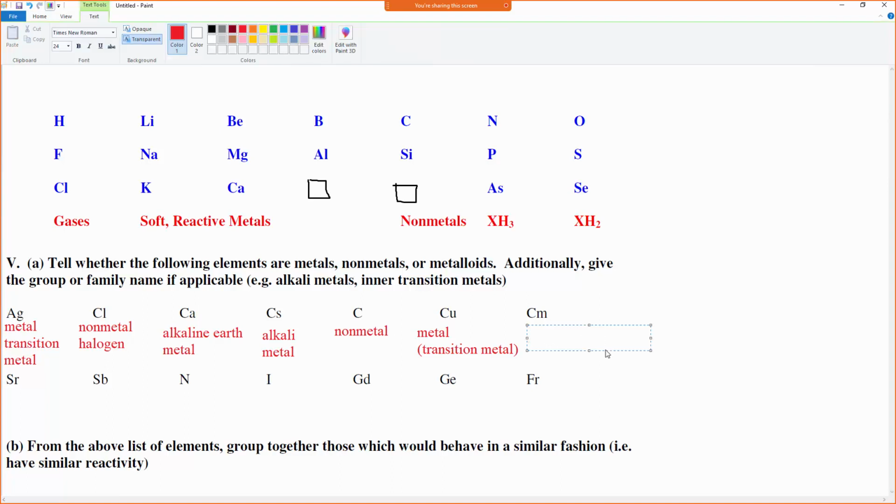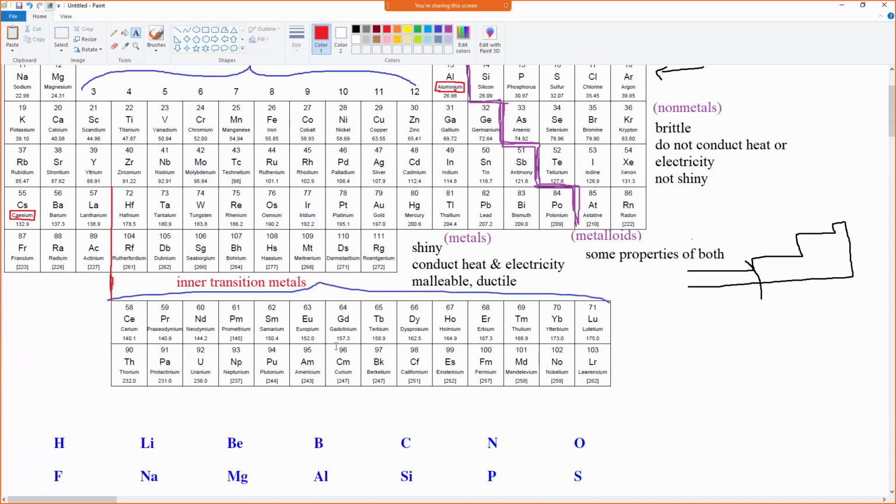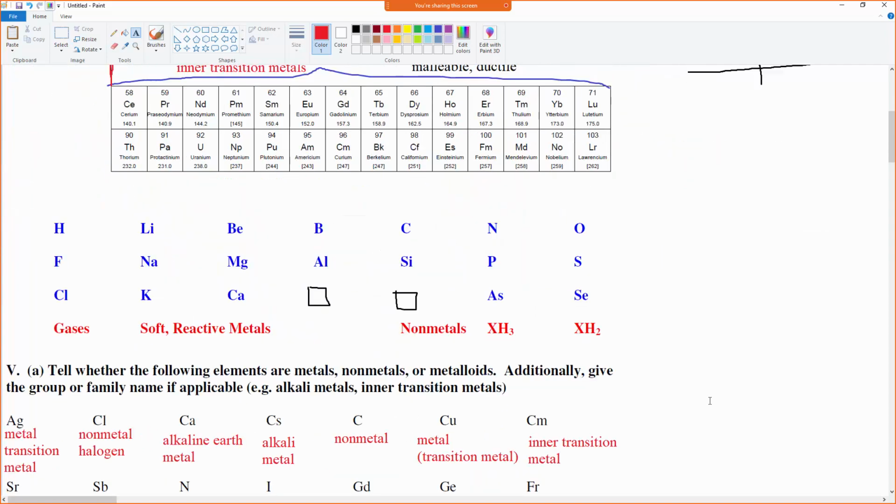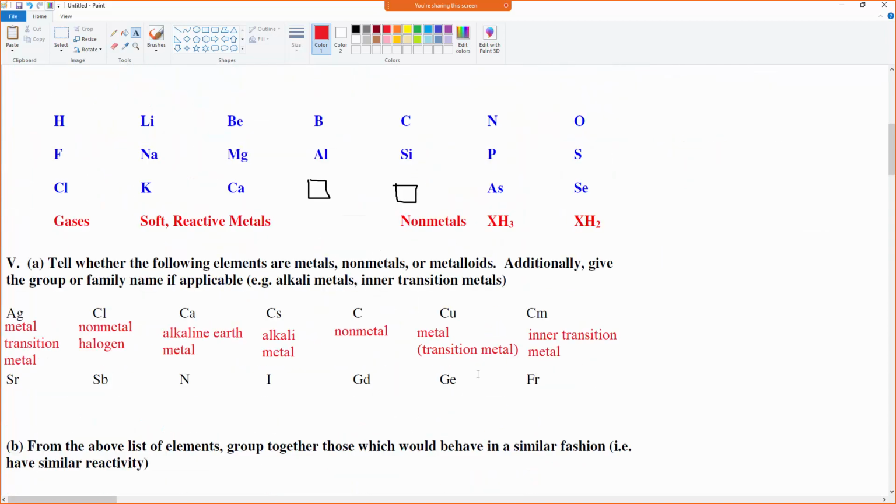Perfect. Yeah, that's an inner transition metal. Cm is curium, right? Here, named after Madame Curie, who is actually the first and only person in the world to ever have 2 Nobel Prizes in 2 different disciplines. She got a Nobel Prize in physics and the Nobel Prize in chemistry, which is pretty awesome. All right, what about Sr?